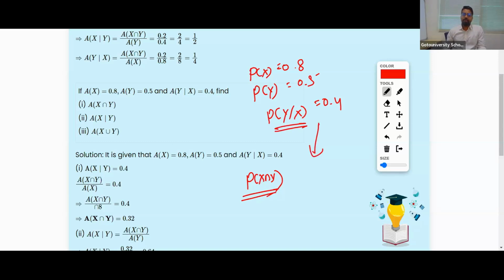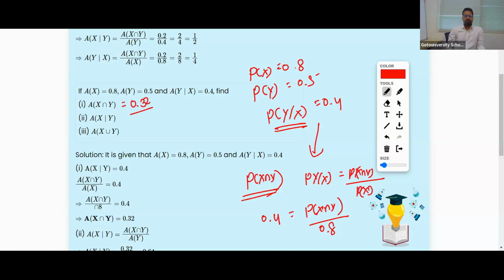So using this formula, P of Y bar X is equal to P of X intersection Y divided by P of X. So we substitute the values. This is 0.4, this is what we have to find out in the numerator, and the denominator is 0.8. So 0.8 into 0.4 is 0.32. So the answer for the first question is 0.32. Am I right? Yes.